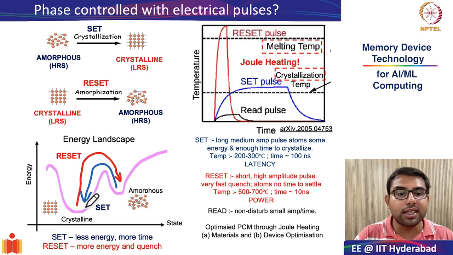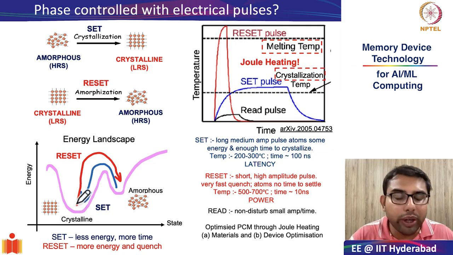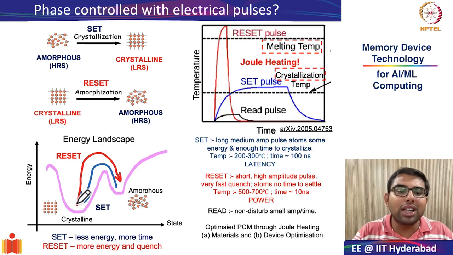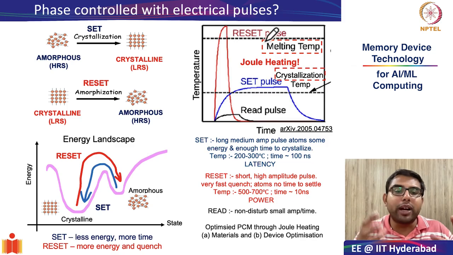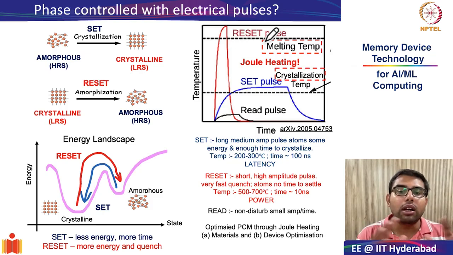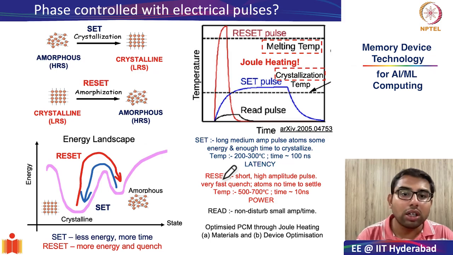However, when you go from the crystalline state to the amorphous state, which is your reset cycle, you need to give it a jolt. You need to give the system a very large amount of energy, make it go very close to the melting temperature, where there is a lot of disorder in the system, and quench it back. Quickly drop back, remove the heat from the system so that the disordered or amorphous state gets kind of frozen.